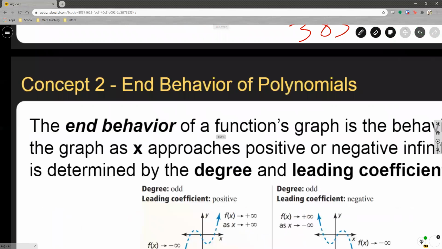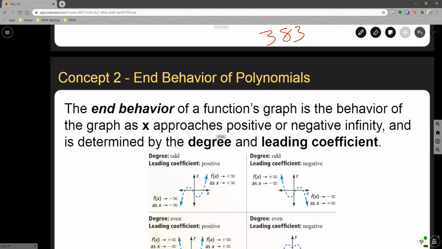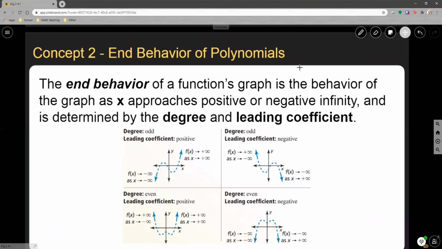All right, now time for our second and final concept, the end behavior of polynomials. So this is a little bit weird. We've got this chart. I want to talk about this chart a little bit more in depth, but this is a good reference. But the end behavior of a function, its graph rather, is the behavior of the graph as x approaches either positive or negative infinity.